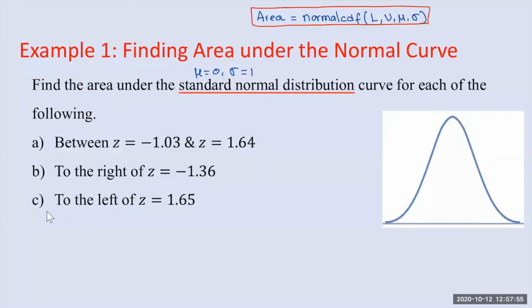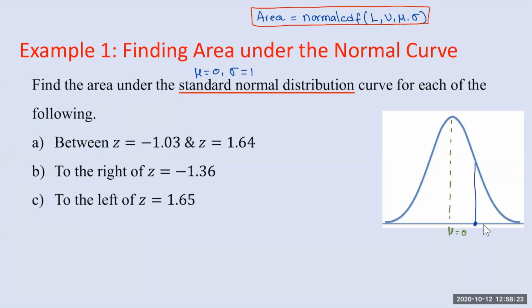Now part C, we have to find the area to the left of Z equal to 1.65. This is the standard normal distribution. So your mean is in the middle, which is equal to 0. Now 1.65 is on the right. Maybe somewhere over there is 1.65. So let me look at that.